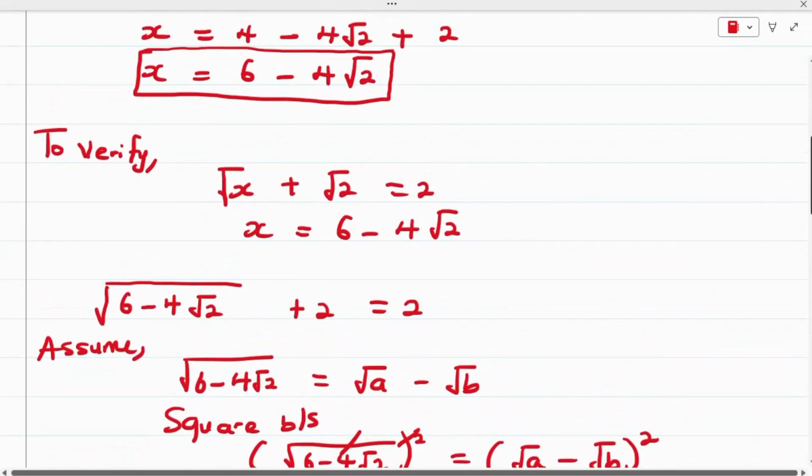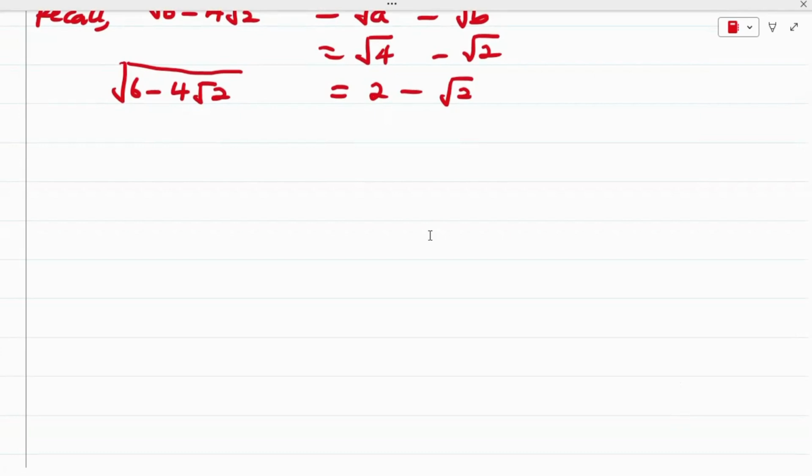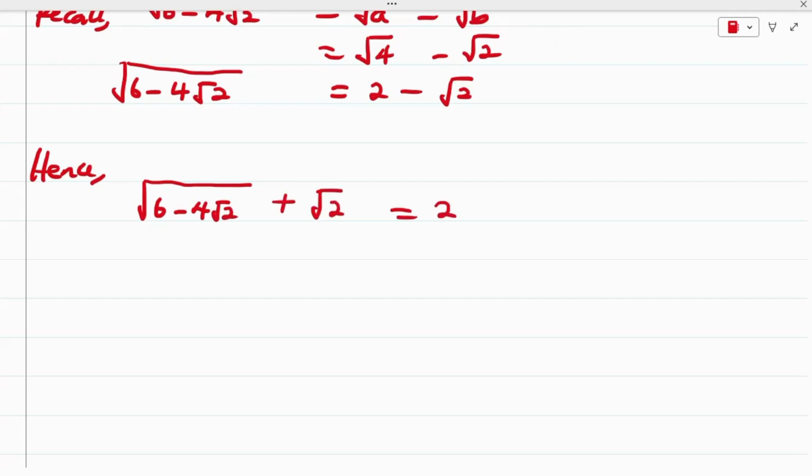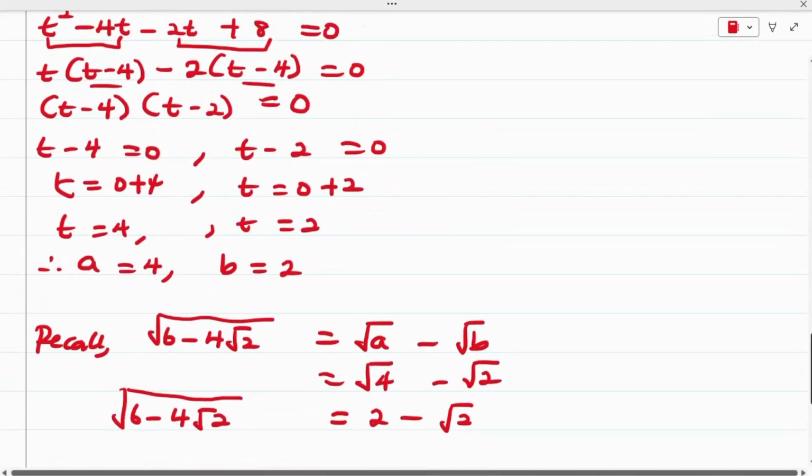So coming up to this point right here, that is this equation star, we have the square root of 6 minus 4 root 2 plus root 2 is equals to 2. We are trying to verify that right here. So we are going to say hence the square root of 6 minus 4 root 2 plus the root of 2 is equals to 2, and we know that the square root of 6 minus 4 root 2 is 2 minus the root of 2, plus the root of 2, and this is equals to 2. This we cancel out this, so we have that 2 is equals to what? 2. Left hand side is equals to the what? Right hand side, and we have been able to verify this right here.